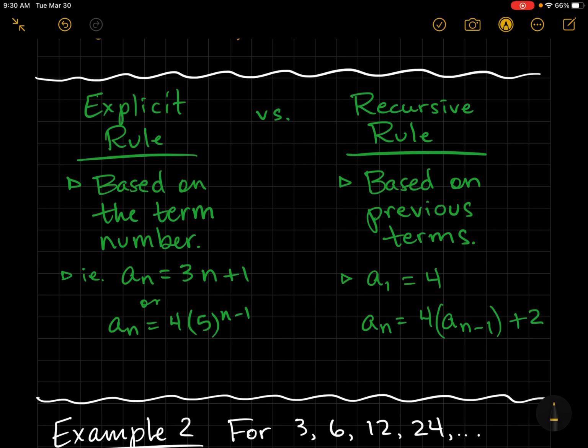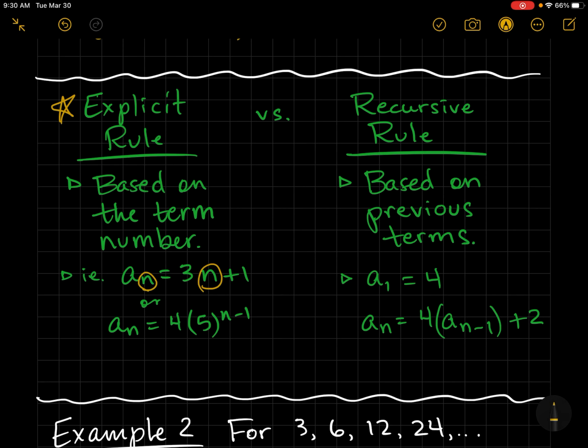Okay, so like I said, I prefer an explicit rule because I can just plug in. And it's based on the term number. For example, if you want to know a sub 100, you can just plug 100 in. That would be 300 plus 1. So it's easier to me, at least the way my mind works.